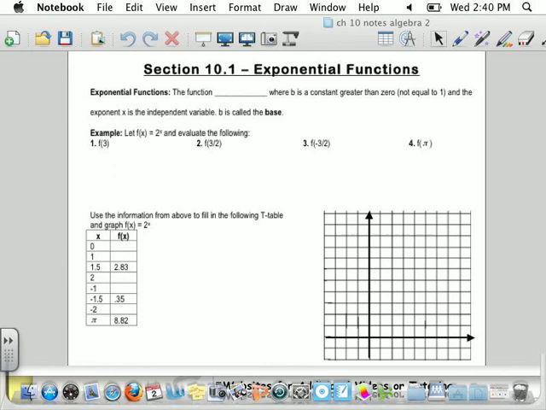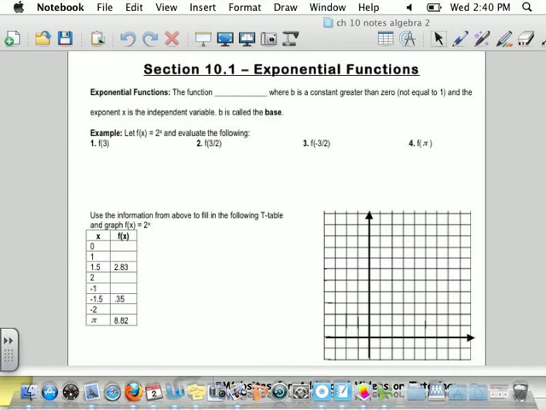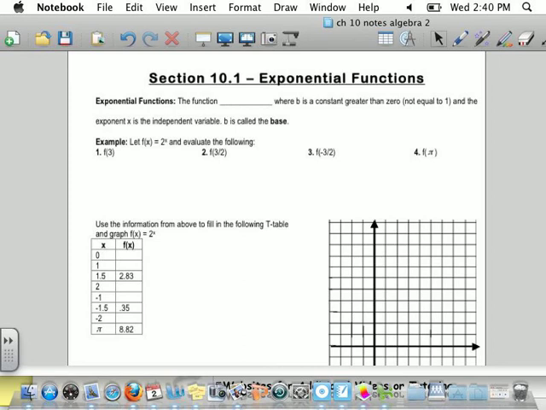b is a constant greater than 0. It can't be equal to 1 either. You can't have 1 to the x. It would always just be 1. And the exponent x is the independent variable. We call b the base.